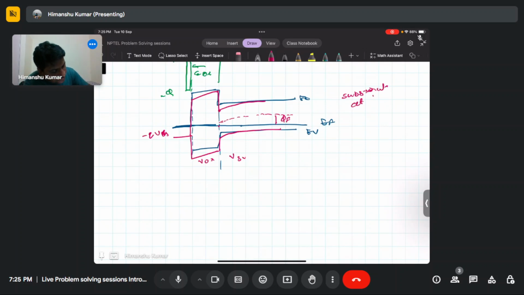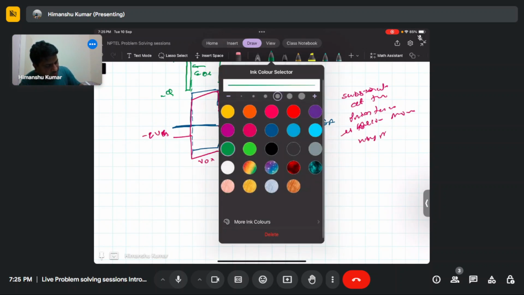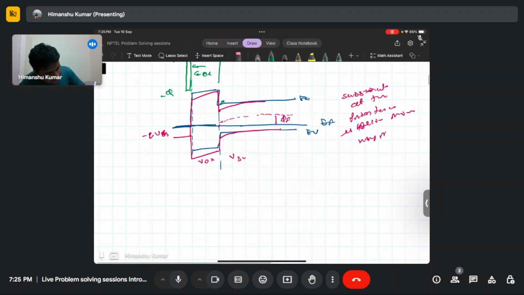So the substrate at the interface is becoming more n type. For n type, the accumulation of electrons will happen here. But since this is a p type substrate, there is a very small number of electrons. So what will happen is that these electrons will come out by depleting the substrate.